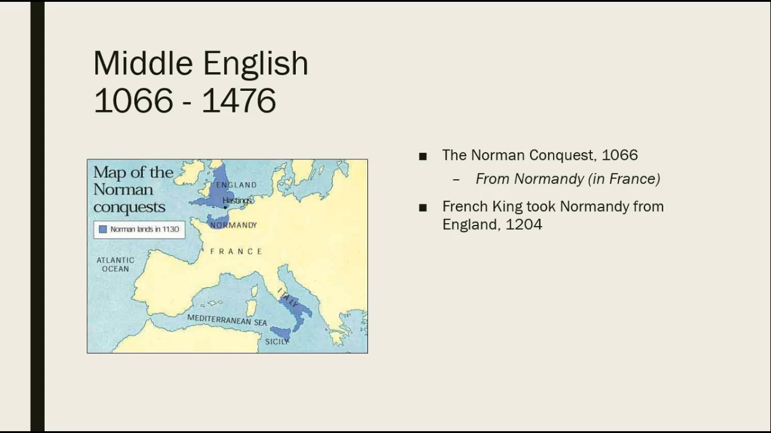So Middle English dates from 1066 to 1476, and of course 1066 is the date of the Norman conquest of Britain. And the Norman conquest of Britain was an event that was to herald great changes for the English language. Because the Anglo-Saxon aristocracy was replaced by a new group of Norman elites. And if you look at this map, you will see that Normandy is in France. So William and his followers spoke French.